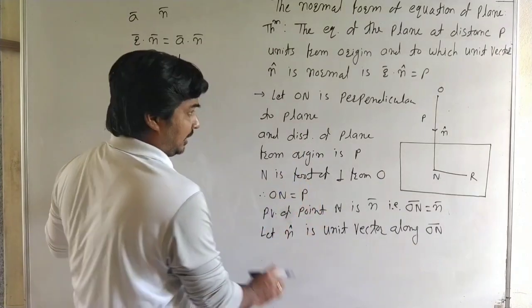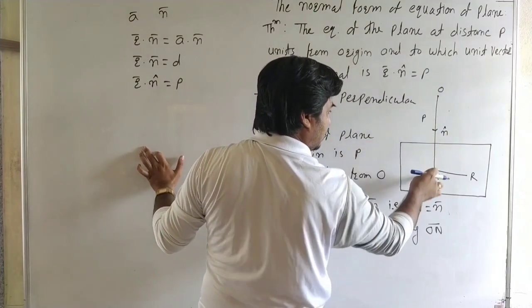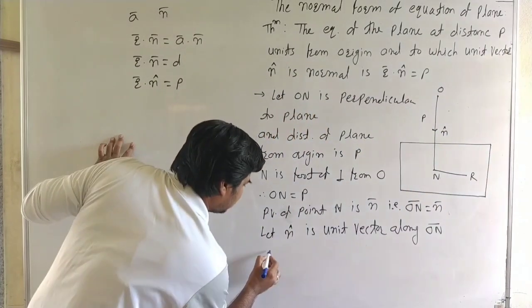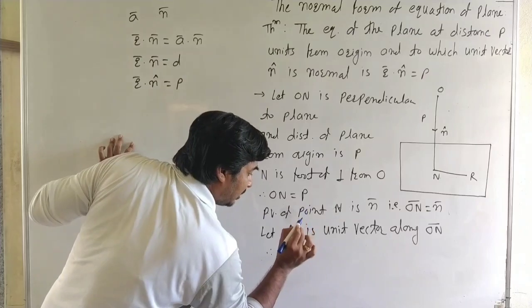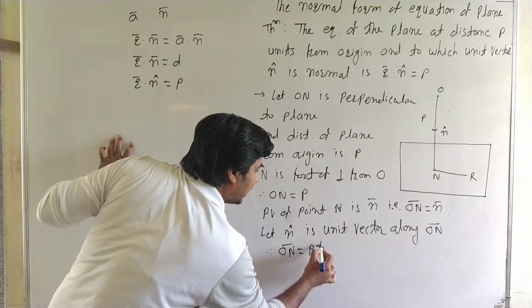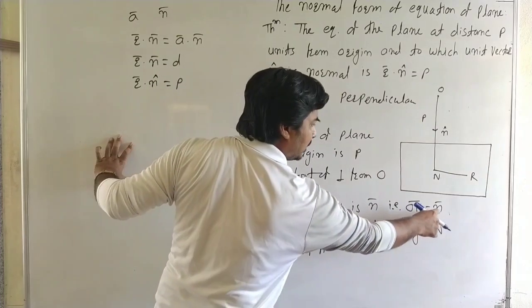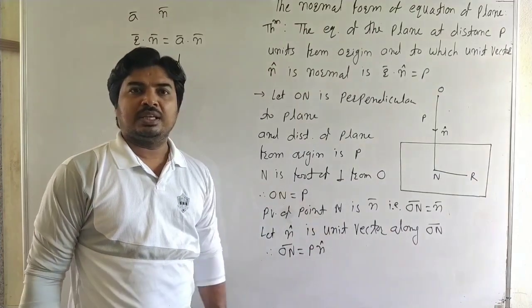Then see carefully here. N cap is a unit vector along this, and P is the distance. That means N cap gives the direction and P gives the magnitude. Therefore we can write vector ON, which is N bar, as magnitude times direction. That means vector ON is equal to P into N cap.